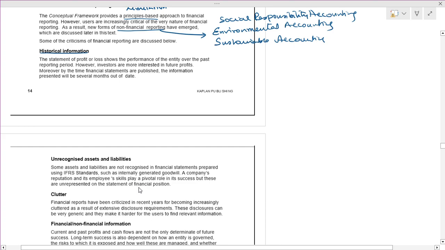In terms of historical information, some assets and liabilities are not recognized in the financial statements, such as internally generated goodwill. By revising, by studying, and by coming across the same point a second and third time, we will get convinced, and it will be there in our mind that yes, internally generated goodwill is not recognized. A company's reputation and employee skills play a pivotal role in its success, but this is unrepresented in the financial statements.